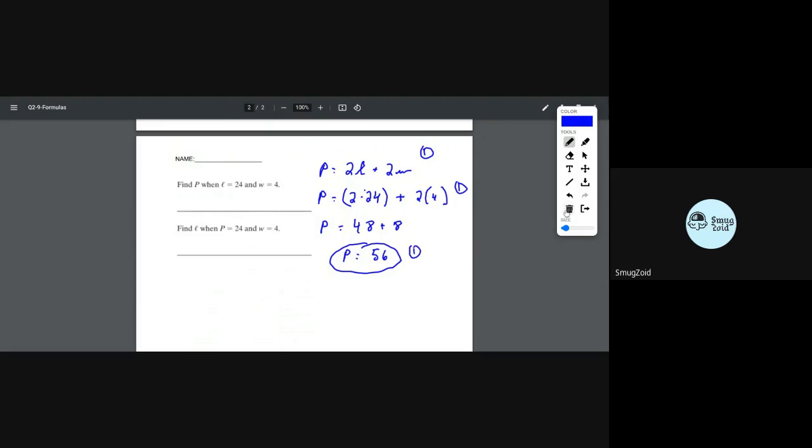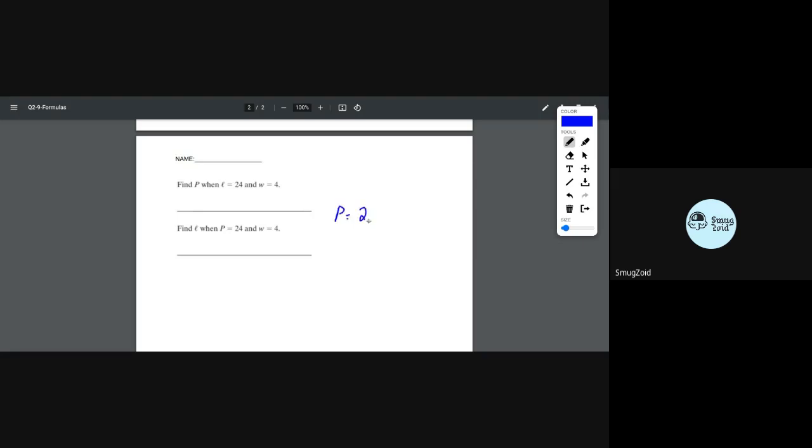All right. Let's try this last one. Once again, the formula for perimeter equals 2 times L plus 2 times W. So if my perimeter is 24 equals, no, yeah, that's right, 4. 2L plus 2 times W, which is 4. Okay. So 24 equals 2L plus 8.